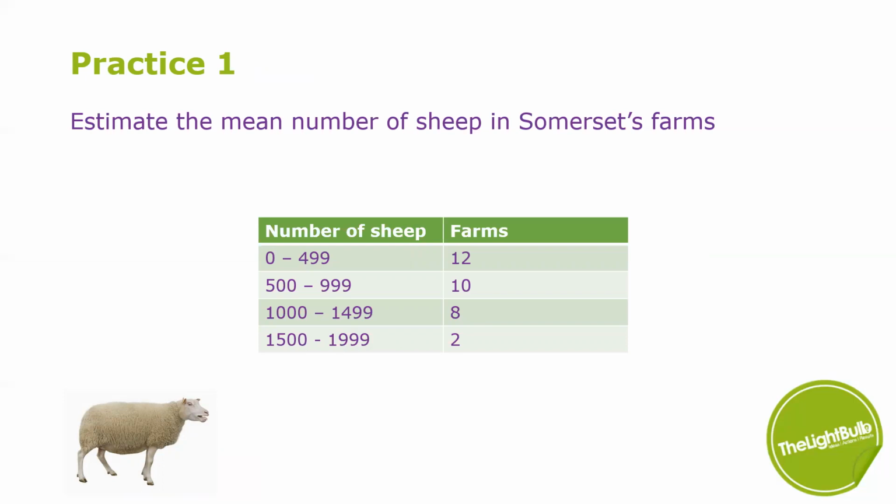So the question on this one is estimate the mean number of sheep in Somerset's farms. Now, these are made up statistics, by the way. So we have the number of sheep in bands and the number of farms that we have. So remember, the first step is to create the middle point column. I'll give you some time to do that now.